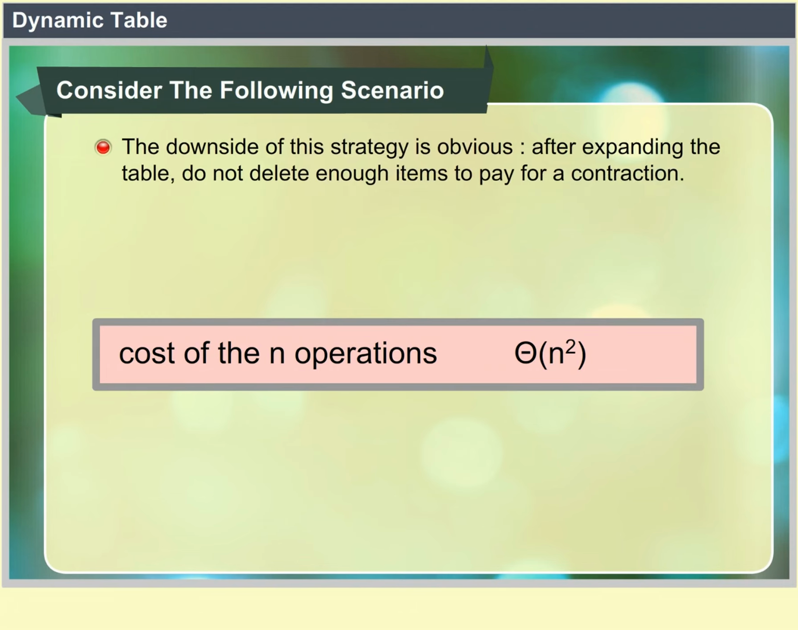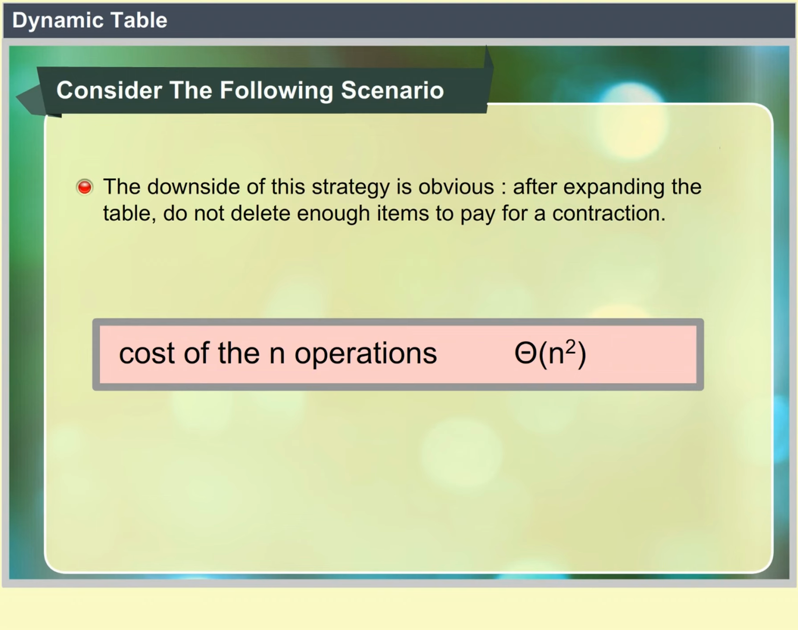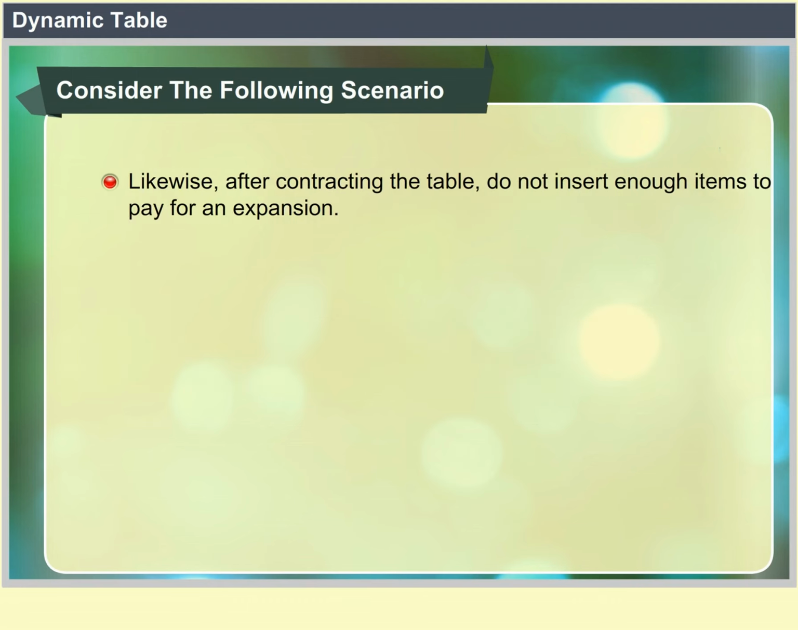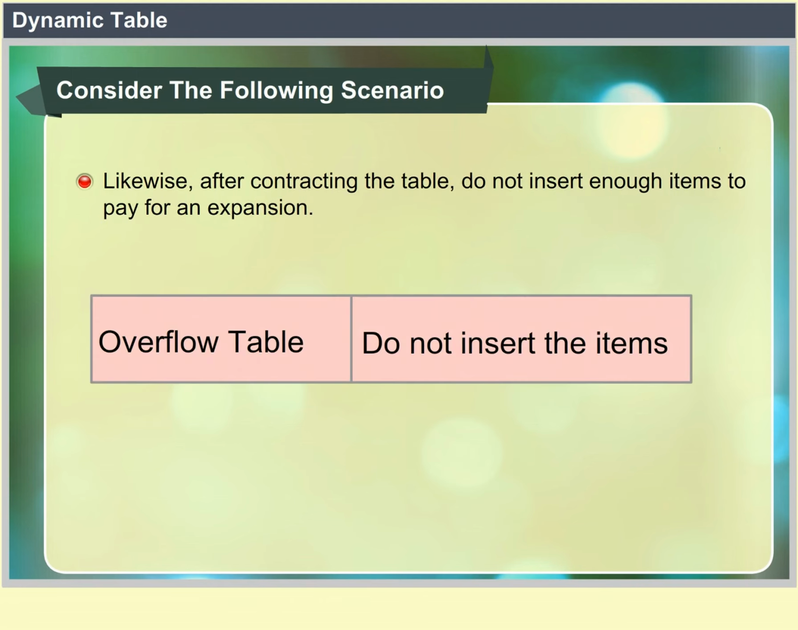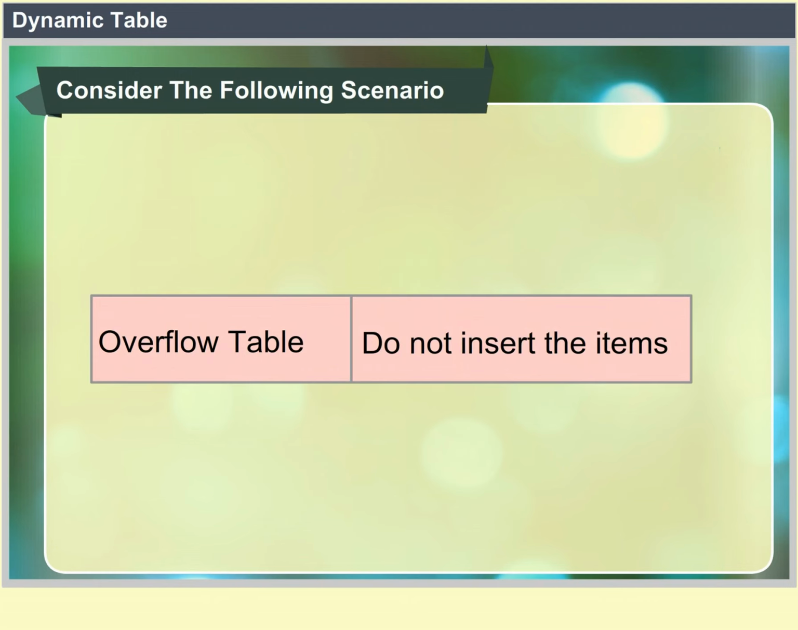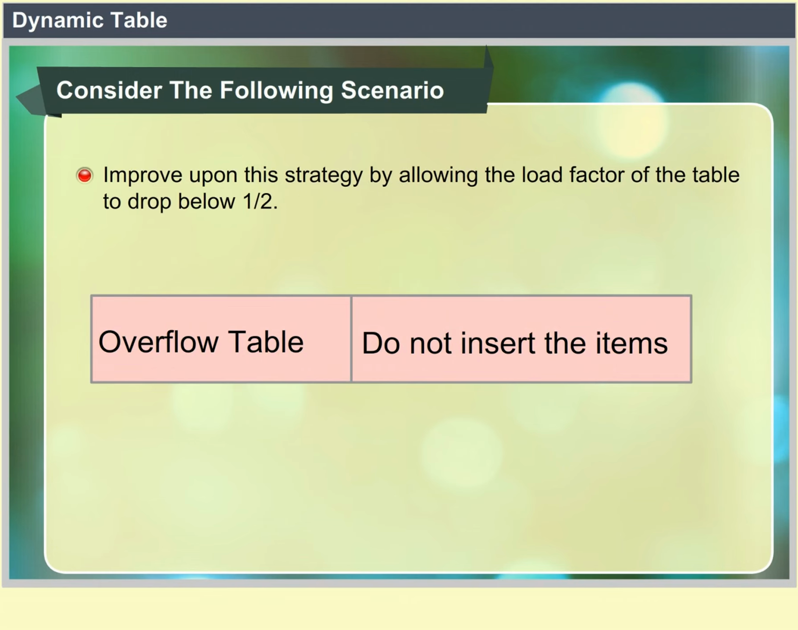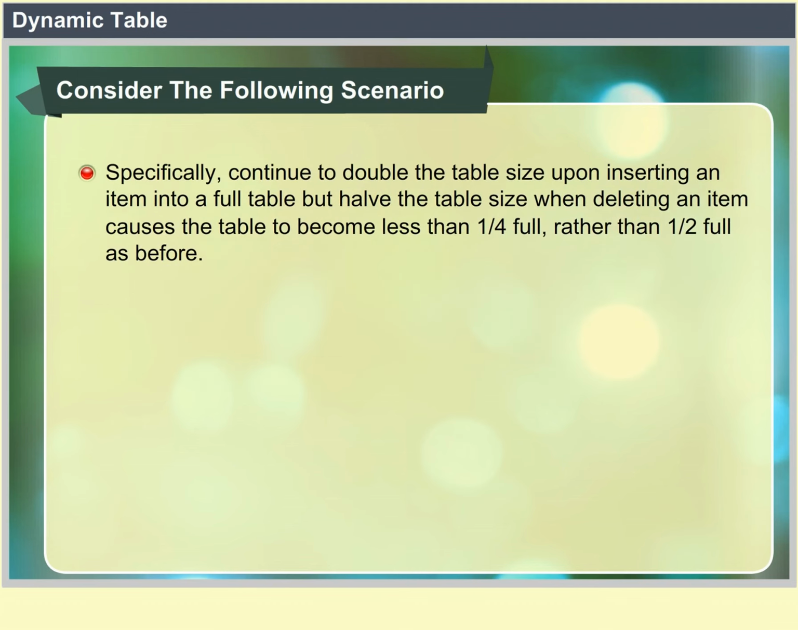The downside of this strategy is obvious. After expanding the table, we do not delete enough items to pay for a contraction. Likewise, after contracting the table, we do not insert enough items to pay for an expansion. Improve upon this strategy by allowing the load factor of the table to drop below 1/2.